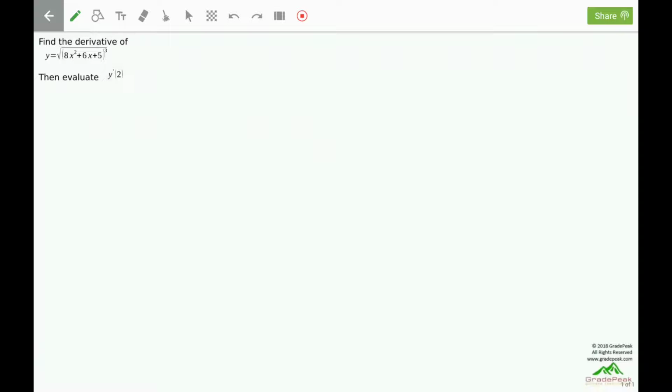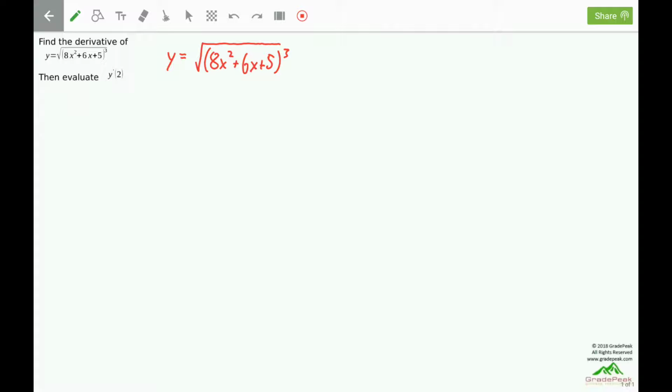Find the derivative of y equals the square root of 8x squared plus 6x plus 5 quantity to the third power. Then evaluate y prime of 2. Y here is a square root of an entire expression, 8x squared plus 6x plus 5 raised to the 3 power.